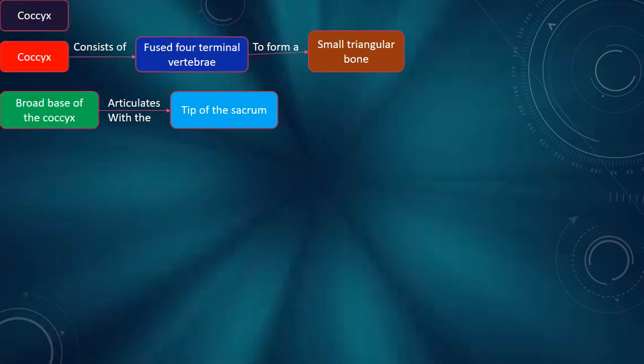Coccyx. The coccyx consists of 4 fused terminal vertebrae to form a small triangular bone. The broad base of the coccyx articulates with the tip of the sacrum.